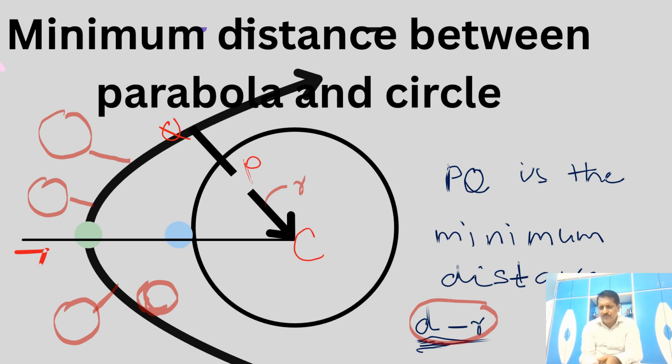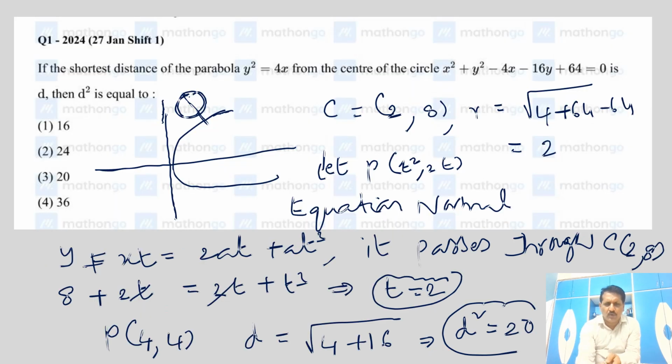In the first slide, I have given one question. Why is the minimum distance along the normal? Think and you can text me to know that. So here is the question from JEE 2024 session 1.